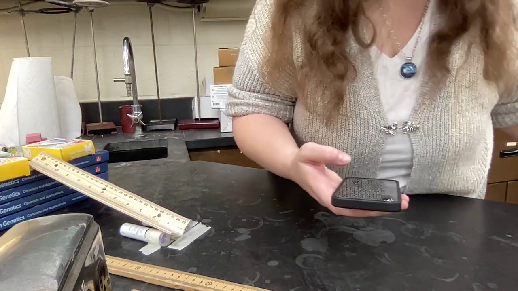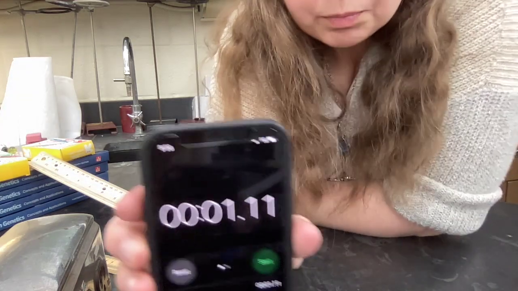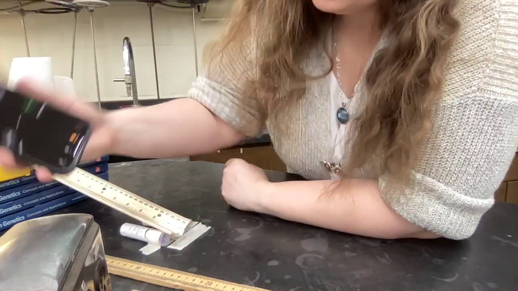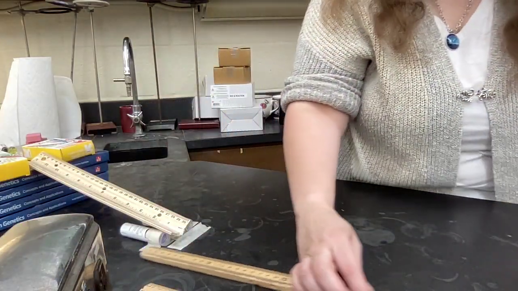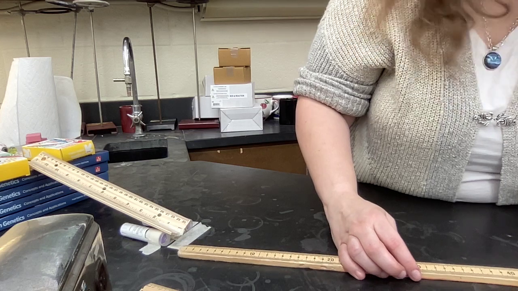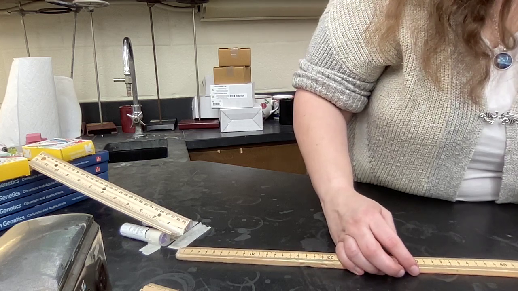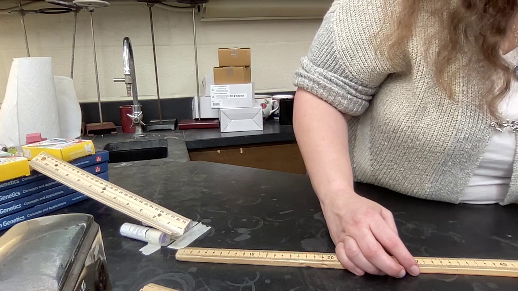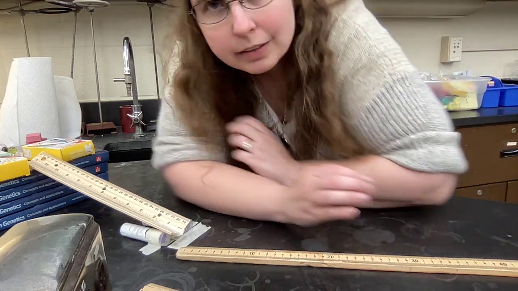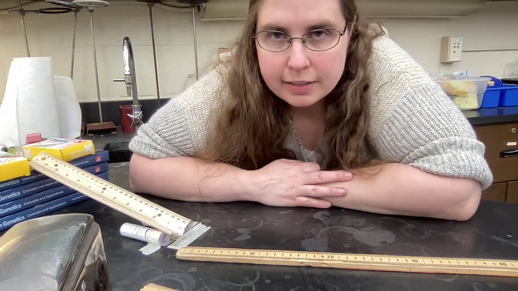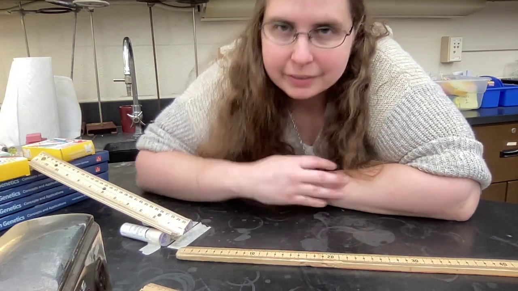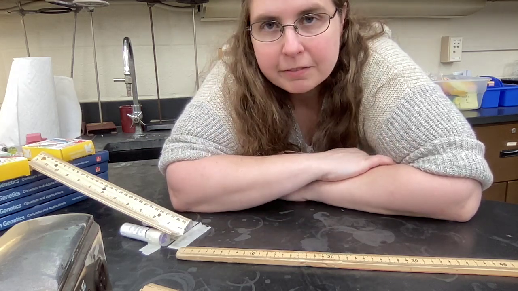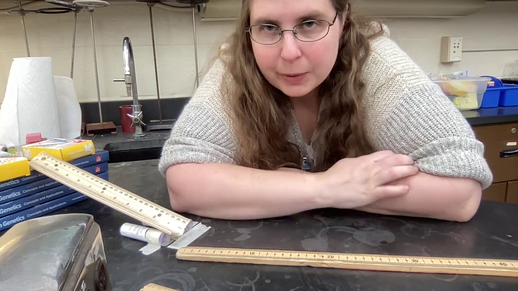Okay, so it was 1.11 seconds, and the distance was 65.3 centimeters. It just kind of kept spinning in a circle at that point, hence the longer time. So now you have all the data.